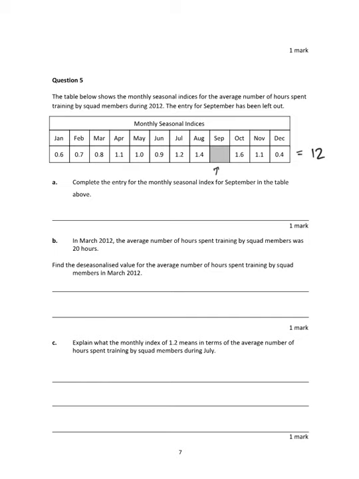Which I'll quickly add up now. Or you could just add up all those values, see what's left over to get 12, which is probably what I'll do. 0.7, 0.8. So if you want to skip ahead, that's fine.